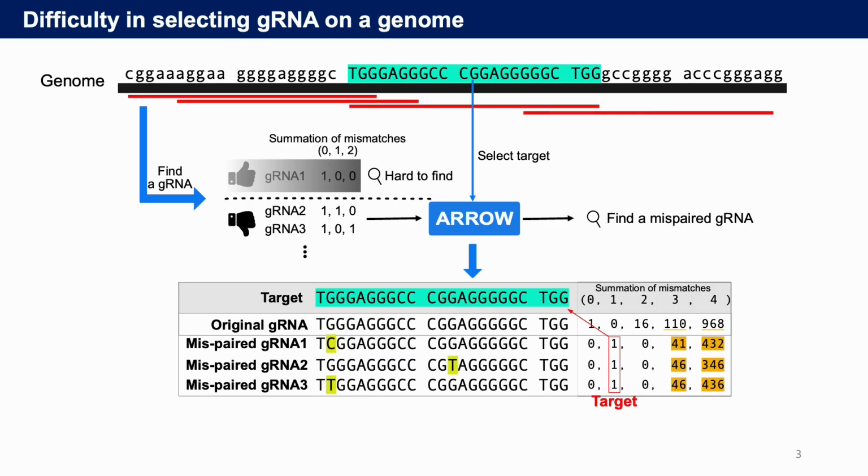We suggest using a mispaired guide RNA with a 0, 1, 0 condition, rather than an original guide RNA of the 1, 0, whatever condition. The mispaired guide RNA has fewer candidate cleavage sites than the original guide RNA, and its one mismatch site is the target. Therefore, the one mispaired guide RNA we suggest is expected to have more precise targeting.